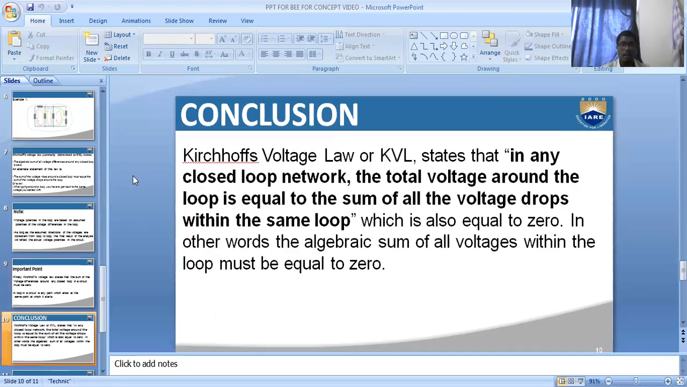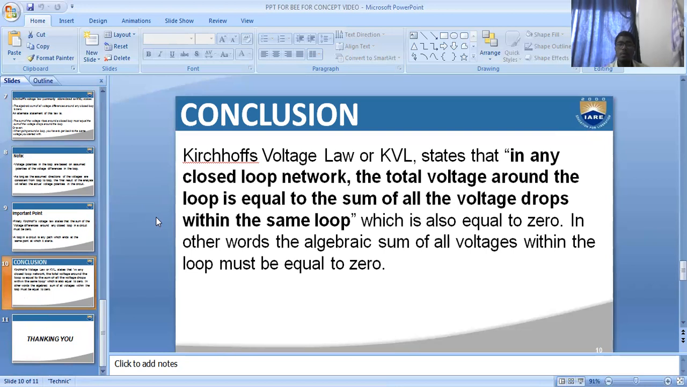Then we have the conclusion. In this conclusion also, we are trying to tell you the same thing. What Kirchhoff's voltage law, or KVL, is trying to say is that in any closed loop network, in any circuit, the total voltage around the loop is equal to the sum of all the voltage drops within the same loop. That means the voltage rises and voltage drops within the loop, which is also equal to 0.